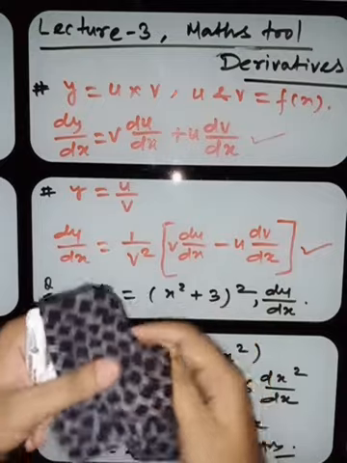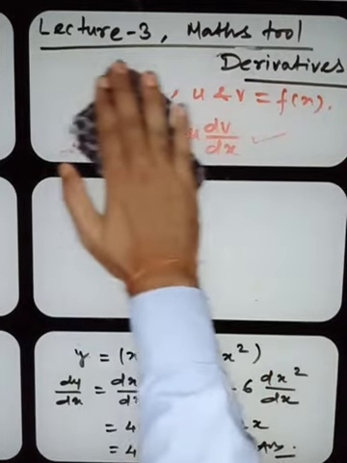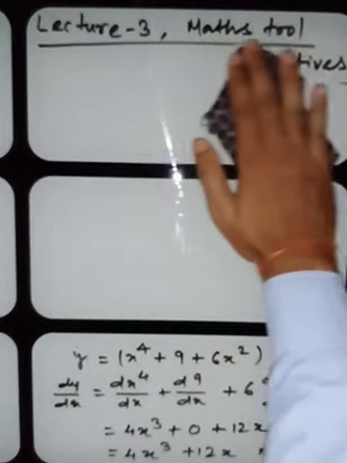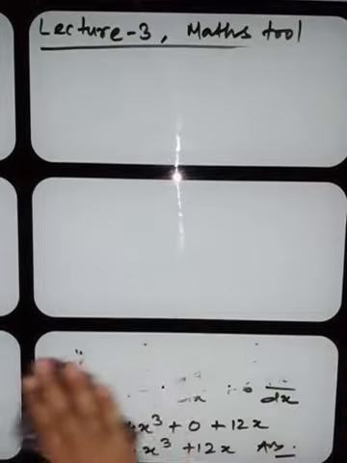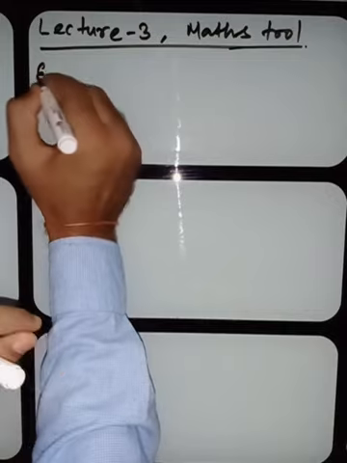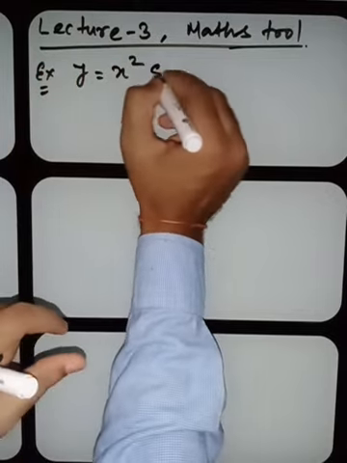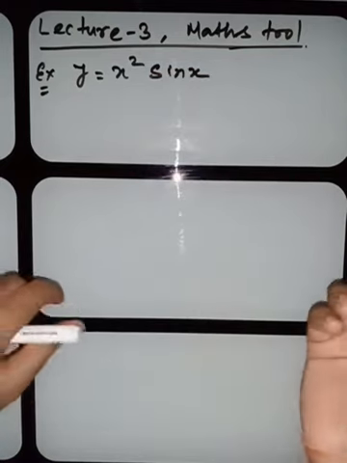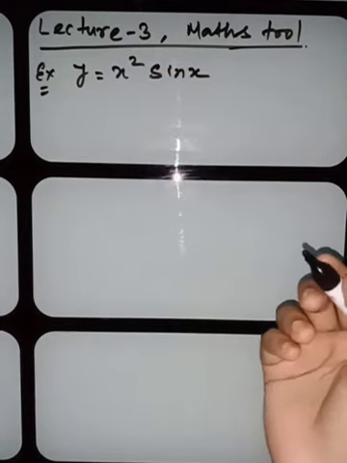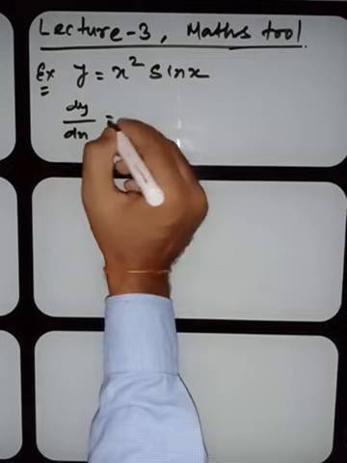All right, now the next question. How you will differentiate this one? This is another example. y equals x square sin x. How you will differentiate this one? Okay, so I'm giving you the solution, dy by dx.